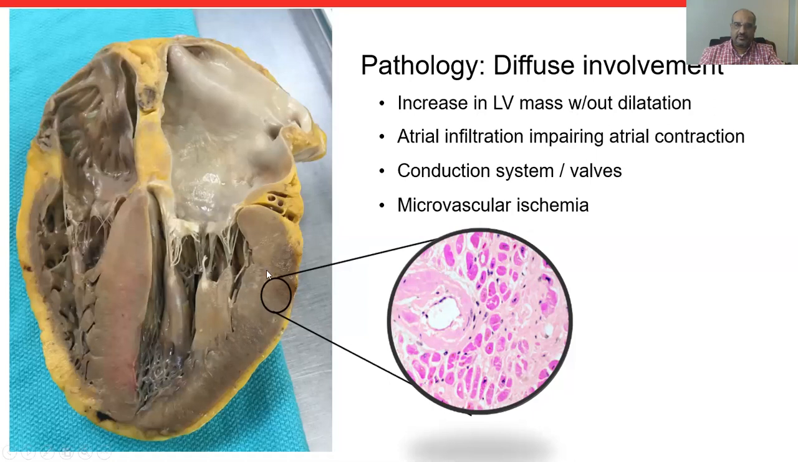So again, the pathology is diffuse, involving the whole myocardium, as you can see, increasing the LV mass with or without dilatation, most probably without dilatation. And also atrial fibrillation is very common due to impaired left atrial function. Also conduction system involvement is very common in the form of left bundle or right bundle branch block or even heart block. Microvascular ischemia also is common due to compression of the microcapillaries.